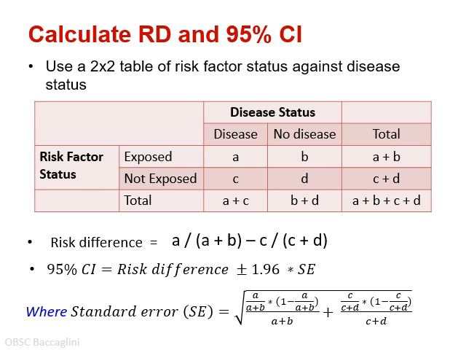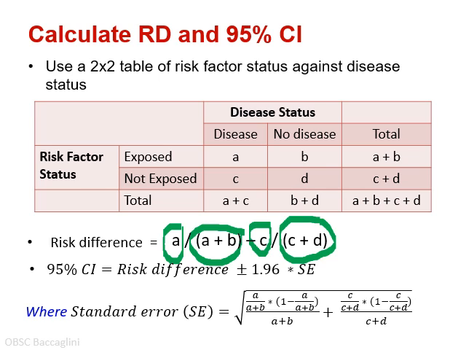In this formula, A is the number of people diseased among exposed group, and A plus B is the total number of people exposed. C is the number of people diseased among non-exposed, and C plus D is the total number who were unexposed.